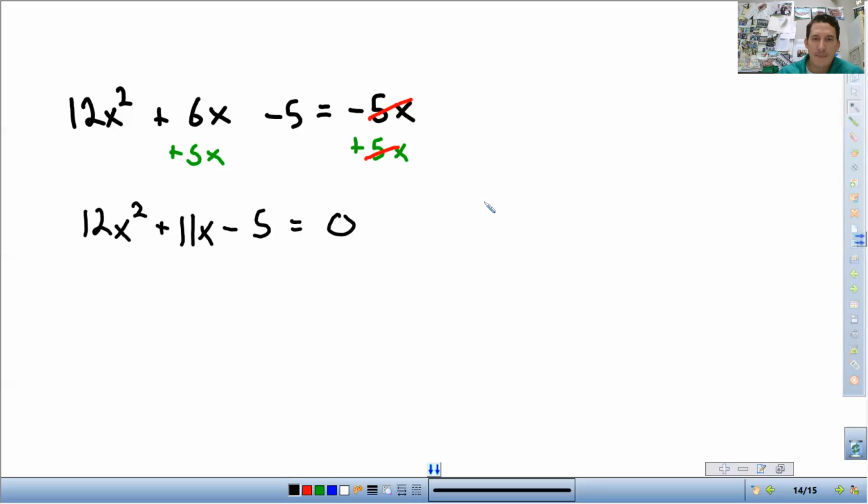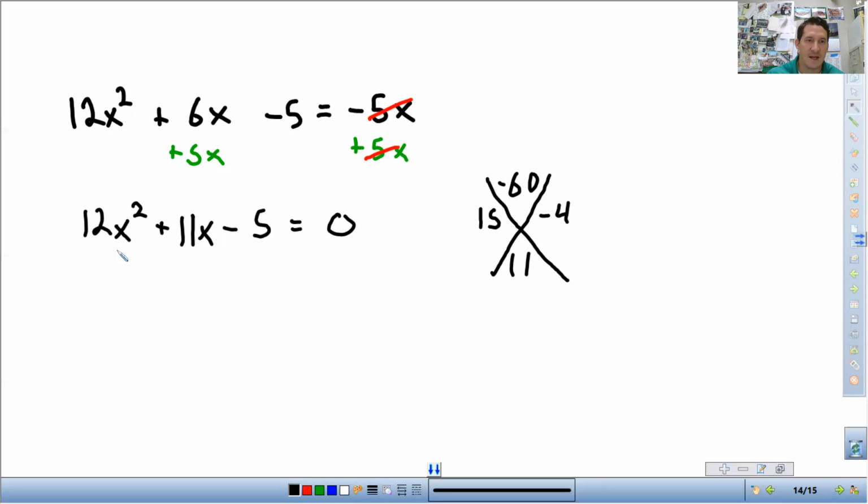So factor, since there's a 12 here, 12 times -5 is -60. And then 11 on bottom. Factors of -60 that add to 11. That's going to be a +15, -4.